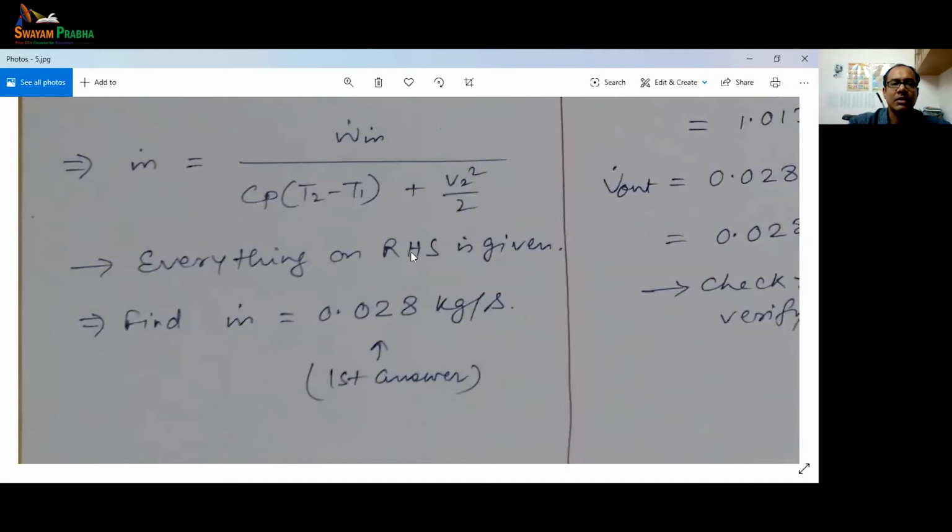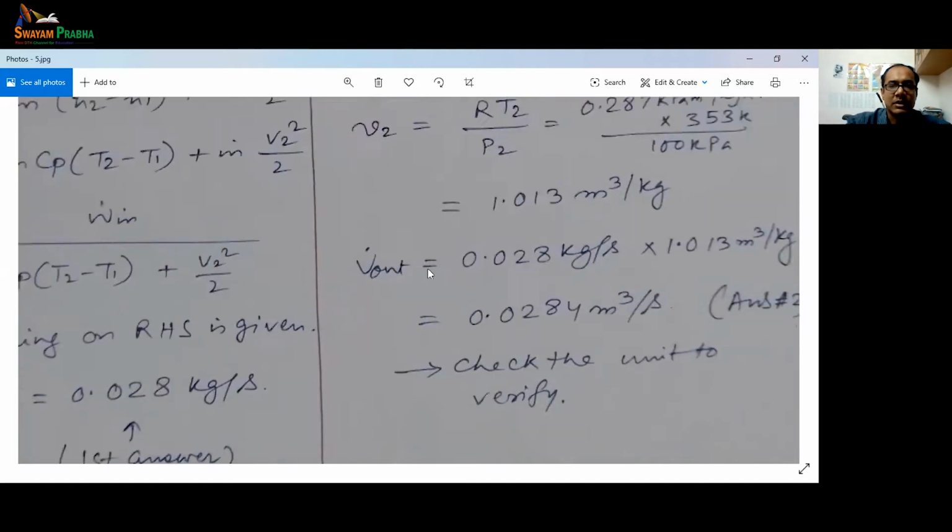Everything on the right hand side of this equation is given. The electrical work, the Cp you have looked up, the inlet and outlet temperatures are given, and even the outlet velocity is given. You can do the calculation and find the mass flow rate of air, which is 0.028 kg per second. That's the first answer we were looking for, and we got it.